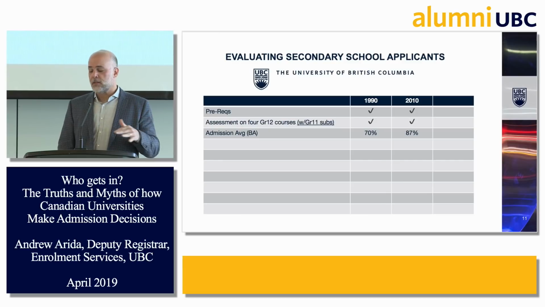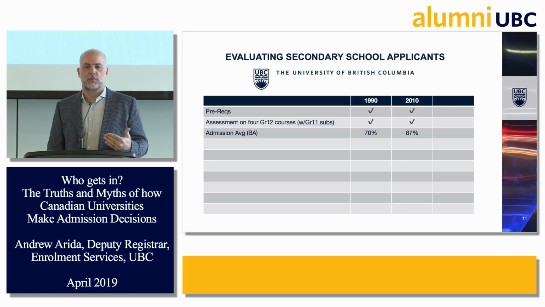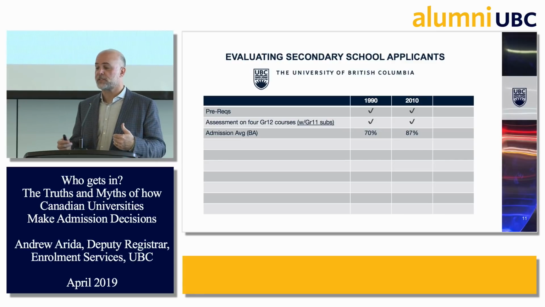In 2010, more or less the same is true. We don't just look at 4 grade 12 courses. Now we also look at some grade 11 courses as substitutes. But we still only look at grades in 4 classes. But now you need an 87% average to gain admission to UBC. Fast forward to today.